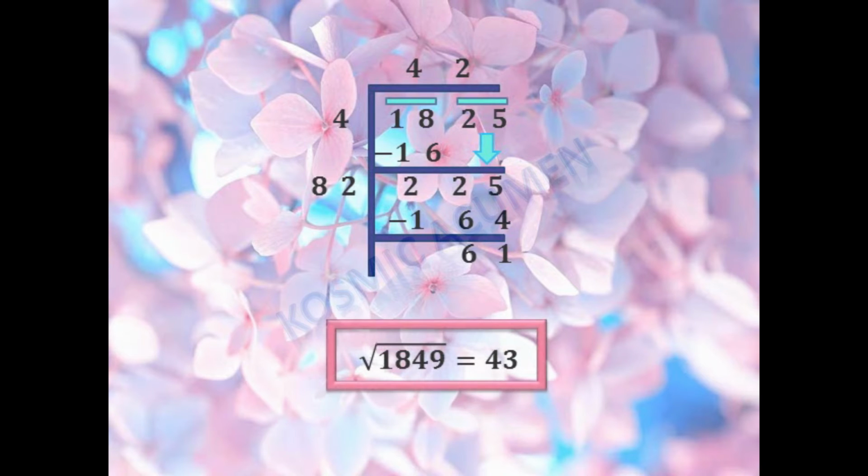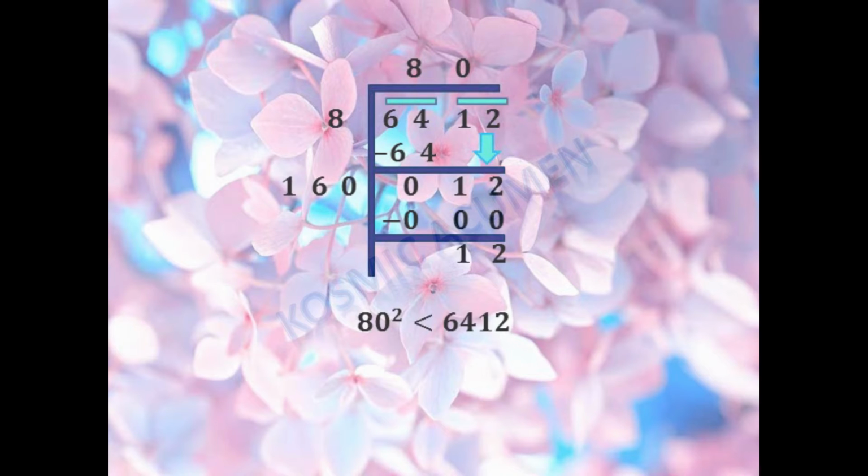Now coming on to the next part, 6412 I have. Now I place the bars. I see 8 into 8 will give me 64. I have 0 as my remainder. Next I'm bringing 1 2 down. So I have a number 1 2. Now I see that when I'm adding 8 and 8, I have 16. Also I see that 160 multiplied by 0 will give me 0. And the remainder finally that I have is 1 2, that is 12.